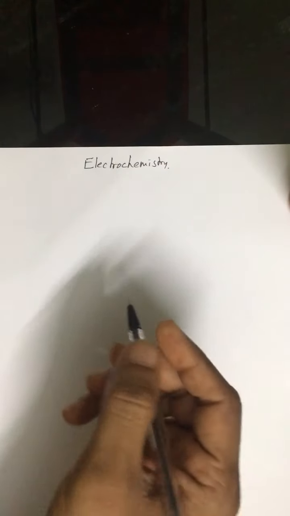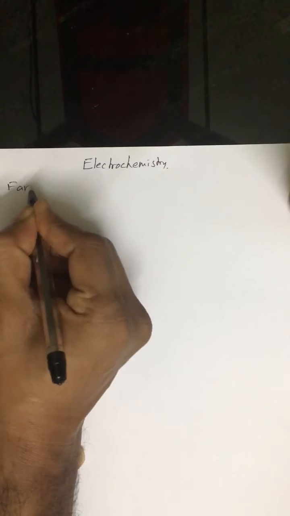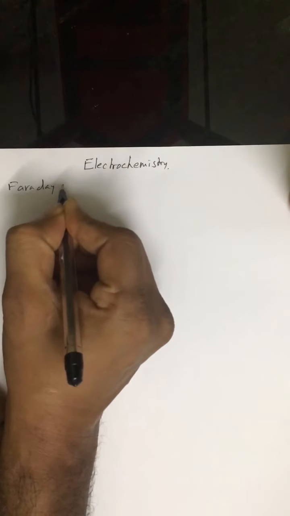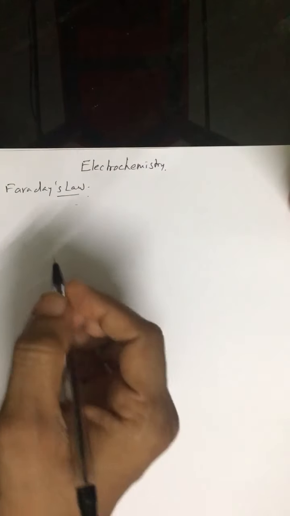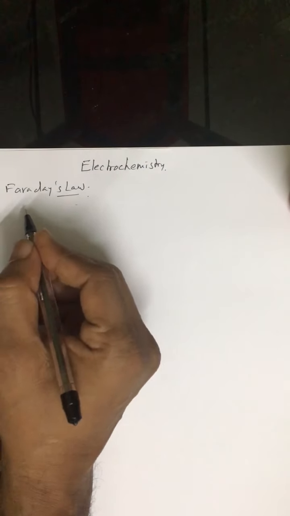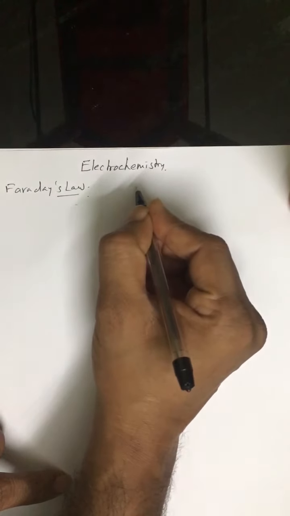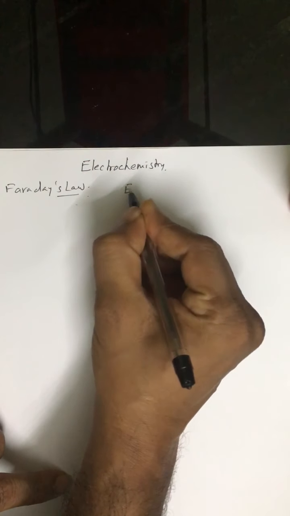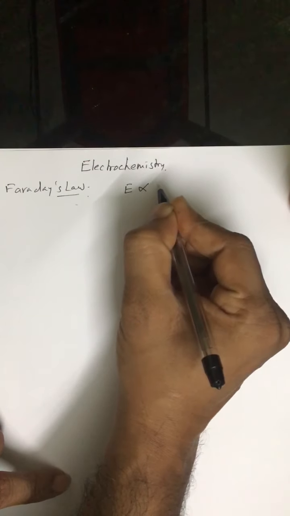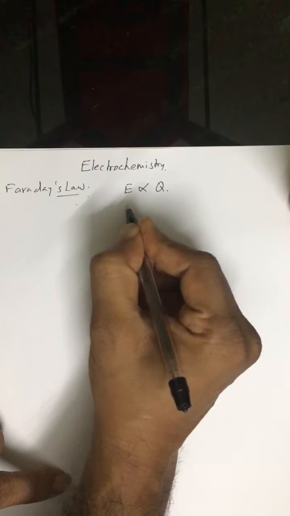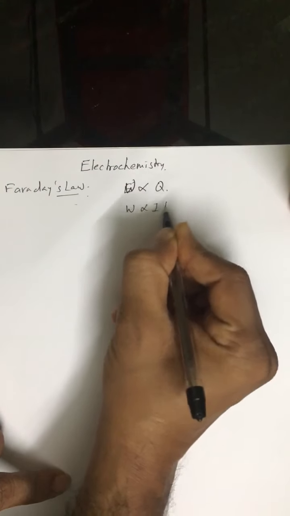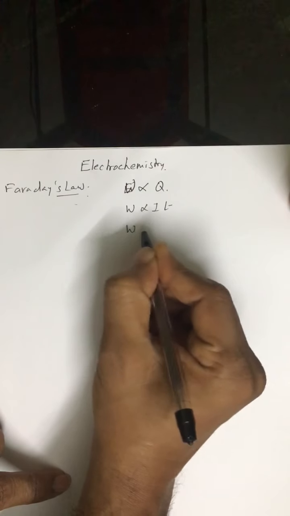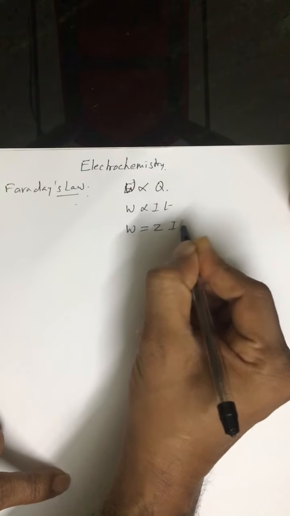All right, in electrochemistry, we can discuss Faraday's law. Faraday's law is very simple. There are two laws. One is W is proportional to Q, or W is proportional to IT, or W is equal to ZIT.